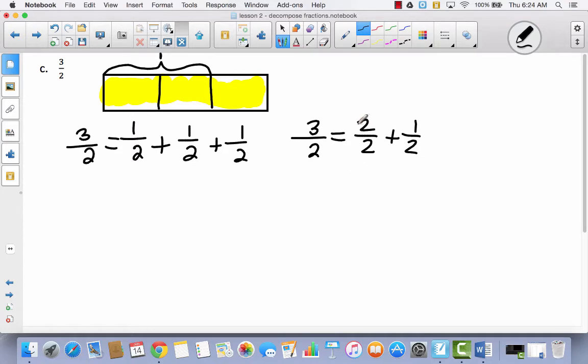I bet you might be thinking, well, Miss Jennings, 2/2 equals something different. What if we did this? 3/2 equals 1/2 plus 1/2. That would be another way to decompose this number sentence.